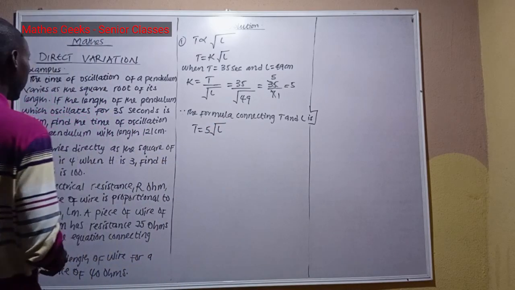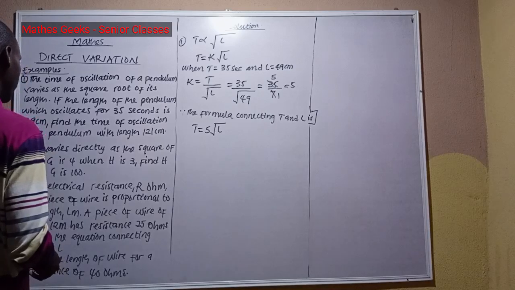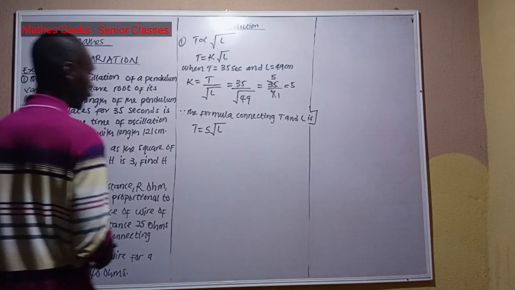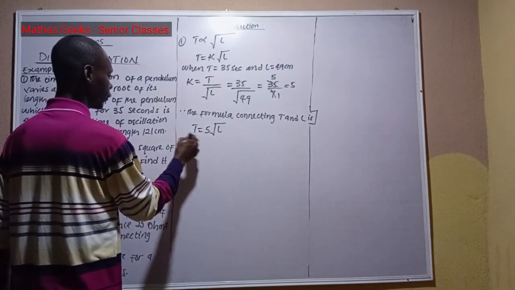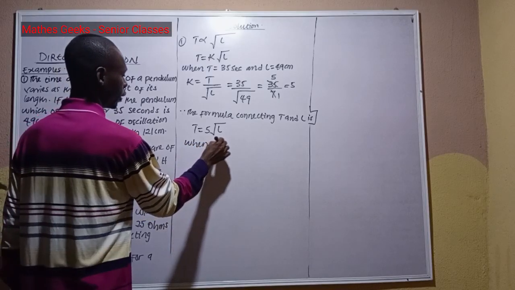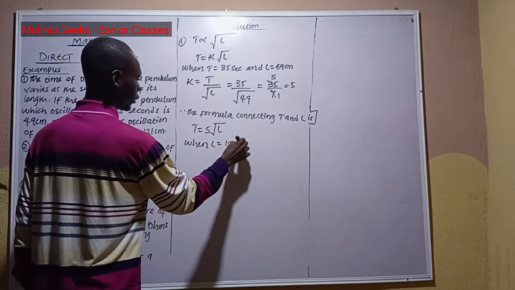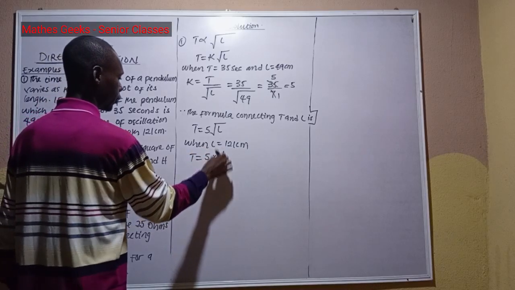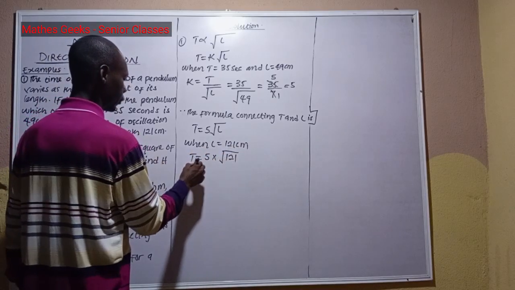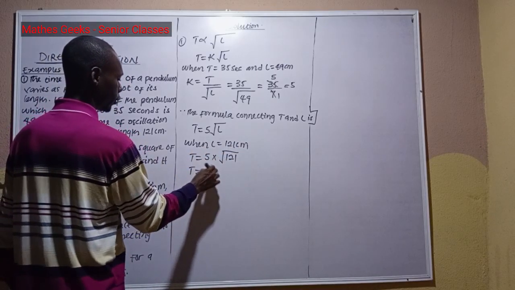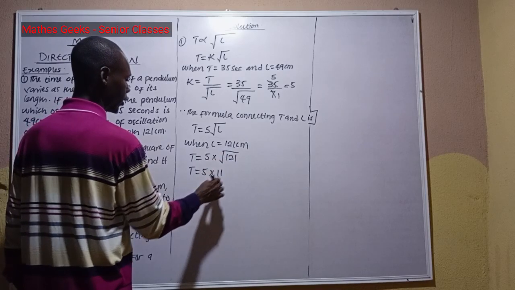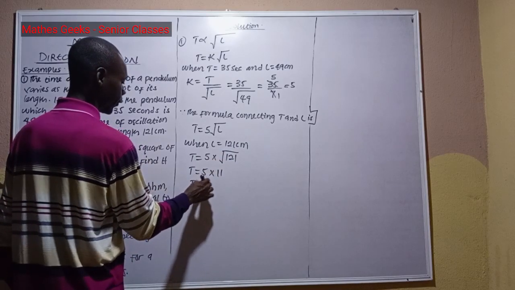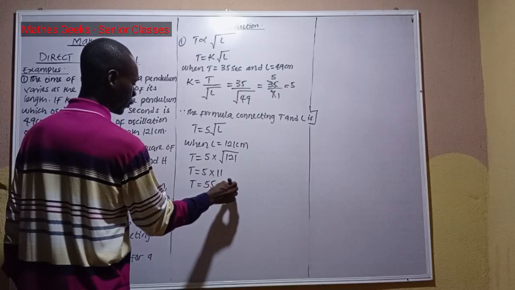Now the question says, find the time of oscillation of a pendulum with length 121 centimeters. So when L equals 121 centimeters, the time of oscillation equals 5 times root 121, and T equals 5 times the square root of 121, which is 11, so T equals 55 seconds.